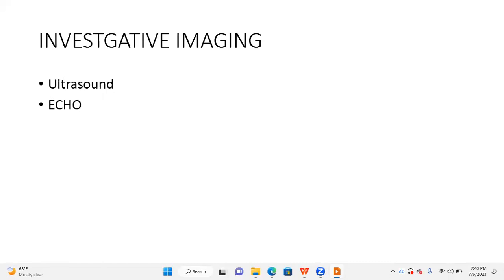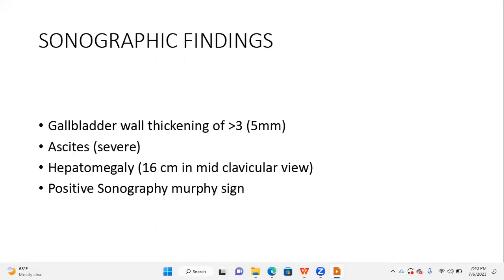The investigative imaging done were ultrasound and echo. The sonographic findings that we found were the gallbladder wall was thickened by 5 millimeters. The patient had severe ascites. She had hepatomegaly. In mid-clavicular view, the liver was measuring 16 centimeters. Then the patient also had a positive sonographic Murphy sign.